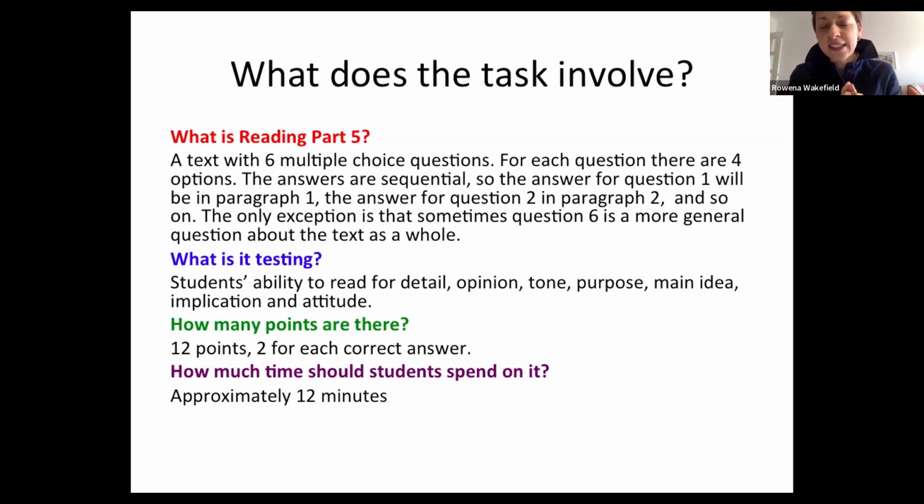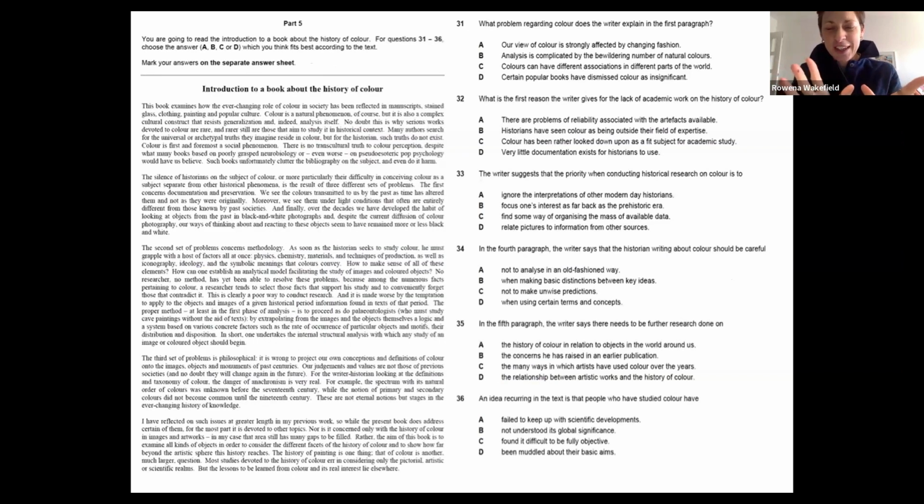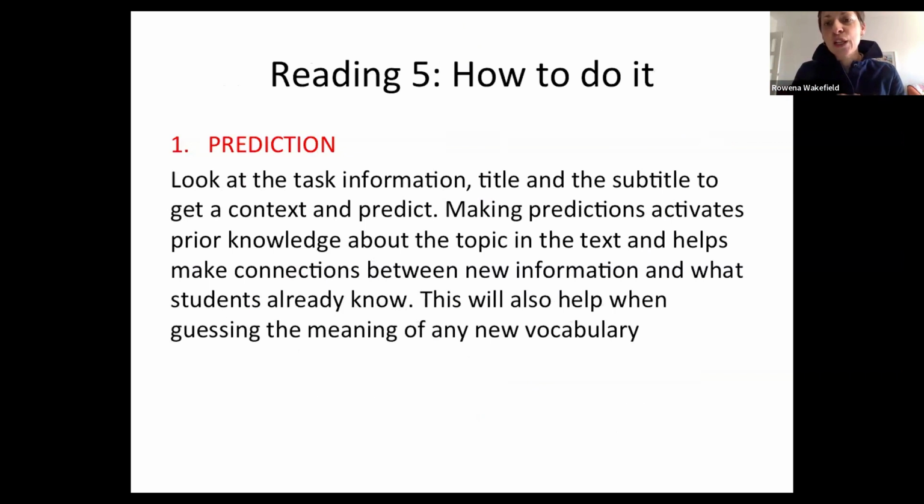There are 12 points, and they recommend around 12 minutes because, in terms of the readings, this is perhaps one of the easier ones, or the ones that they can do more quickly. Okay, so just to remind you, this is what it looks like. This is taken from a CAE exam. So you've got the text and the questions. First we're going to look at how to do it.